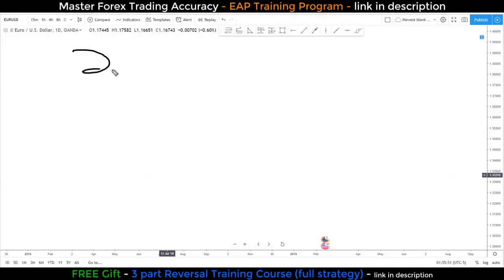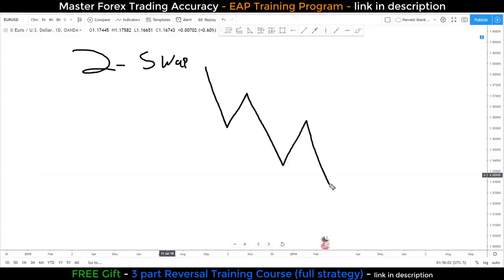So type 2 that we're going to be looking for, and you can be writing these down if you would like to, is a swap level. What is a swap level? Well, a swap level, quite simply, is a level of structure that has acted as support and resistance before. Right here, we have support turned to resistance, or a swap in structure.